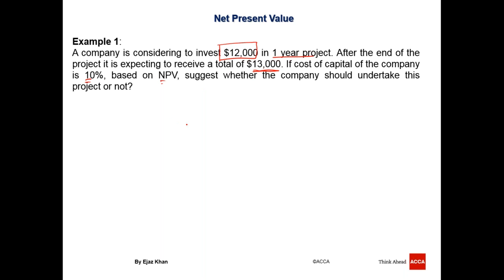First of all, we need to calculate the present value of the cash inflows. So the amount that the company is going to receive is $13,000. So we need to find out the present value for $13,000, 1.1 raised to the power minus 1. May I know what is the present value of $13,000?